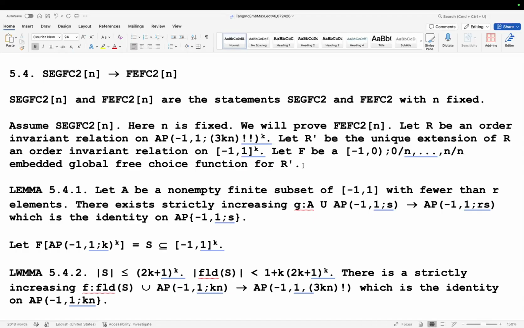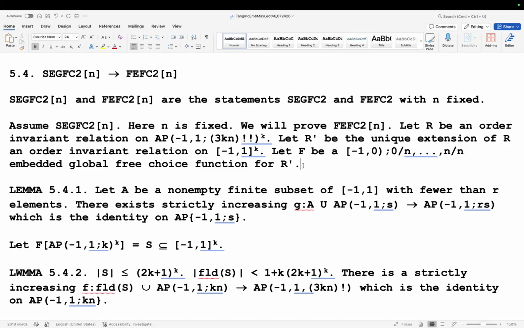So if A is a non-empty finite, this is a general fact that you can turn things into arithmetic progressions that weren't before. This is what this says. You can turn things into arithmetic progressions. That's what this tool is. If A is a non-empty finite set with fewer than R elements, and this is all one-dimensional stuff, this lemma, there exists a strictly increasing map from A together with some basic material, arithmetic progression -1, 1s, into AP -1, 1 R times S, which is the identity on AP -1, 1s. This is a purely order theoretic one-dimensional thing. Order theoretic one-dimensional is pretty easy, tame stuff. So you just play with this. You multiply R and S.